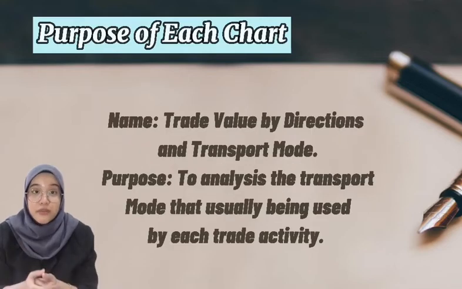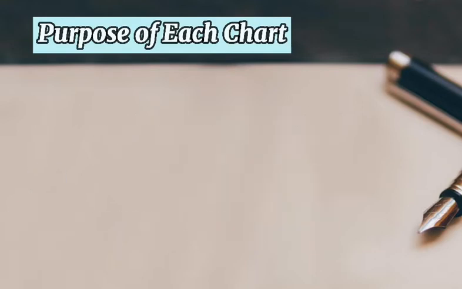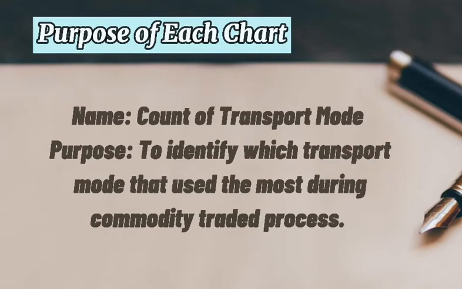Then, this tree map chart explains trade value by direction and transport mode. This is to analyze the transport mode that is usually used for each trade activity that contributed to the trade value. Next, we also have the count of transport mode used, measured by dollar and tons.